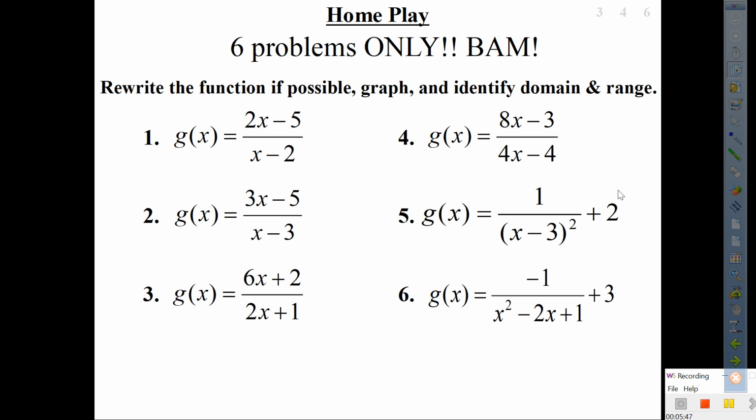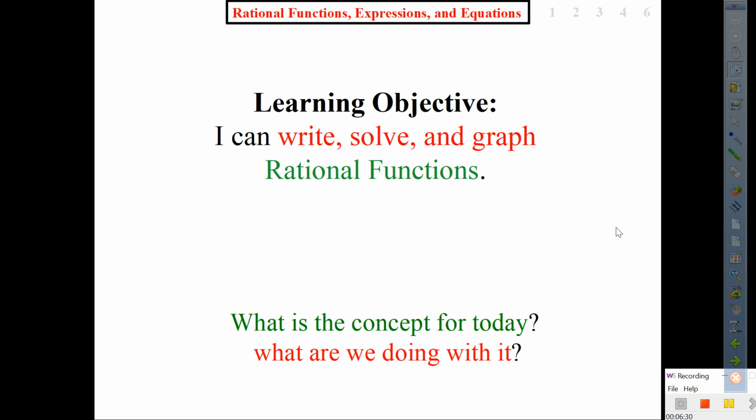All right. So, with that said, Cornell notes, here we go. I can write, solve, and graph rational functions. So as we continue the same concept as we started last week, that's why we don't need a Frayer model. And of course, by now you know the definition in your own words, yes? And you can think of an example, an unexample, hashtag.